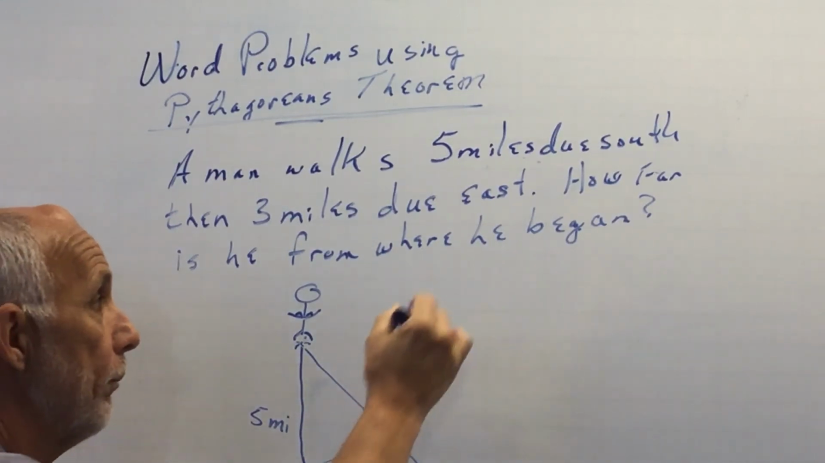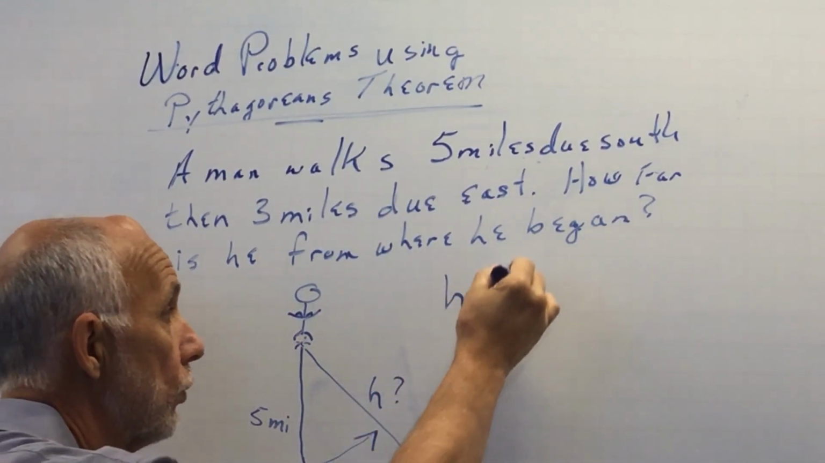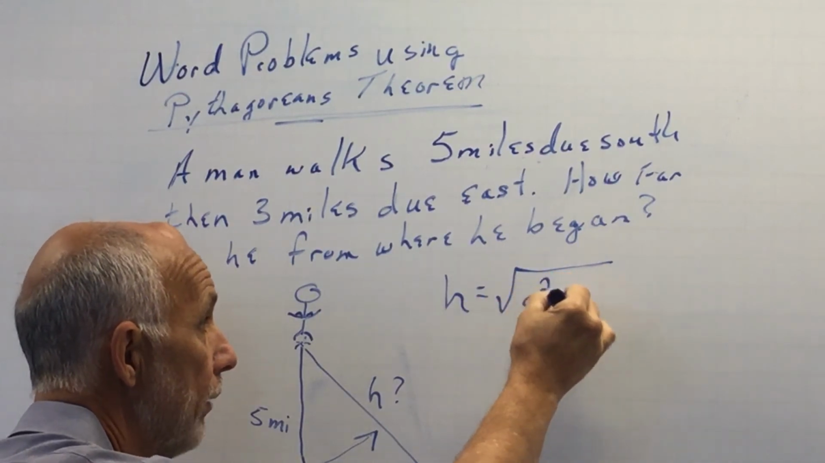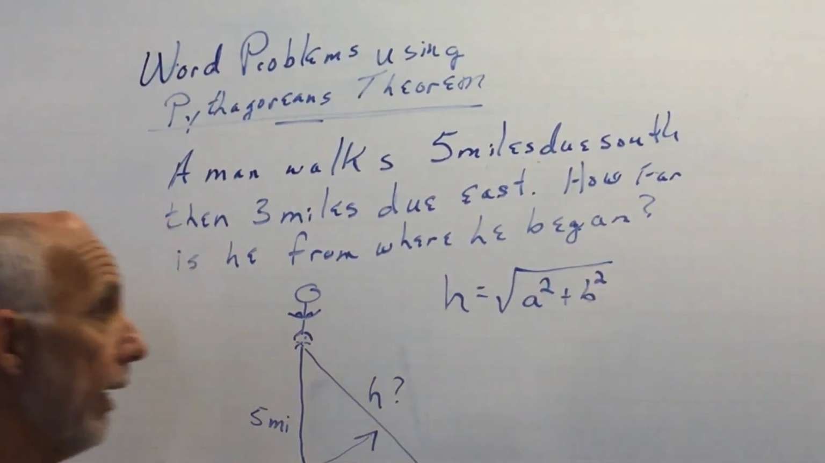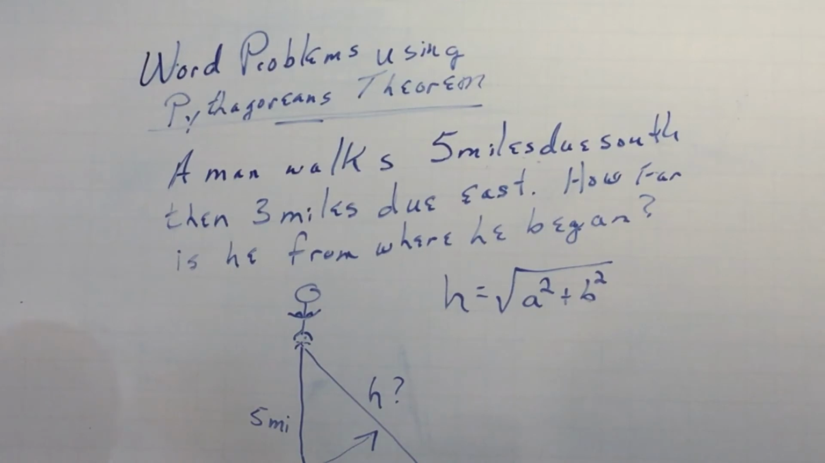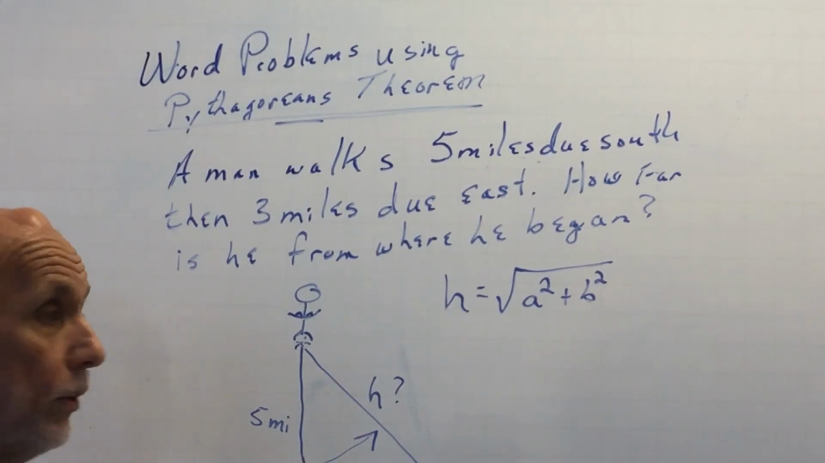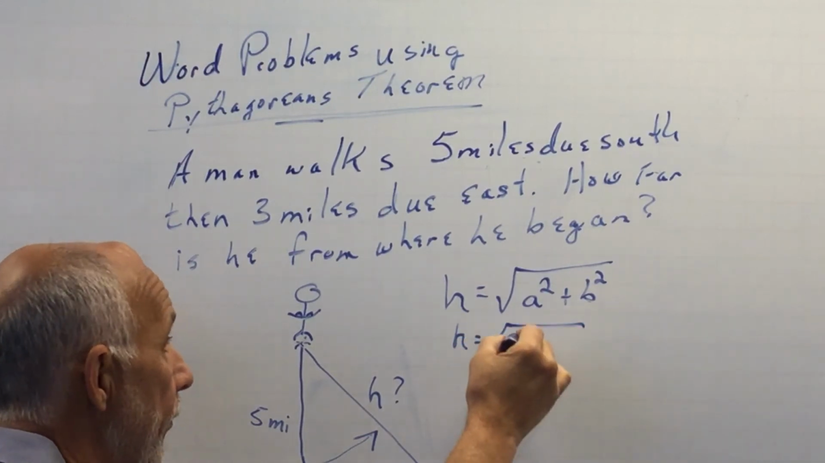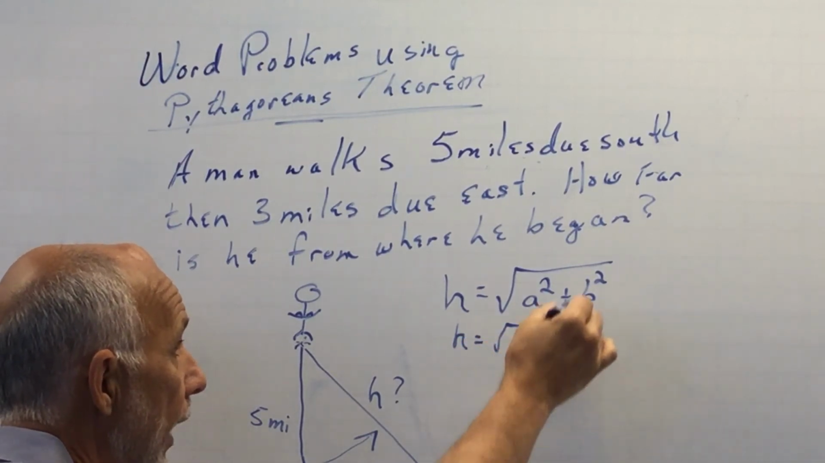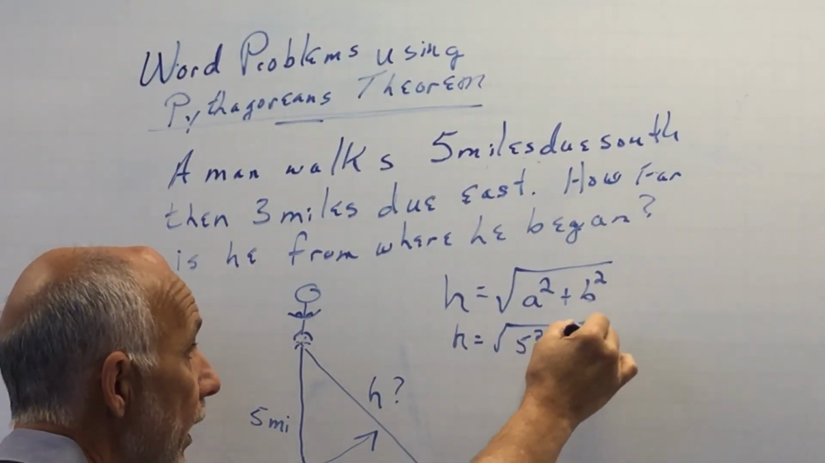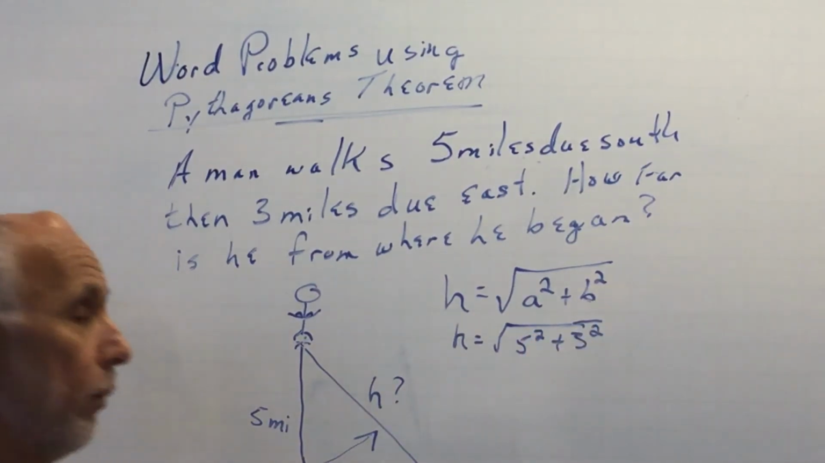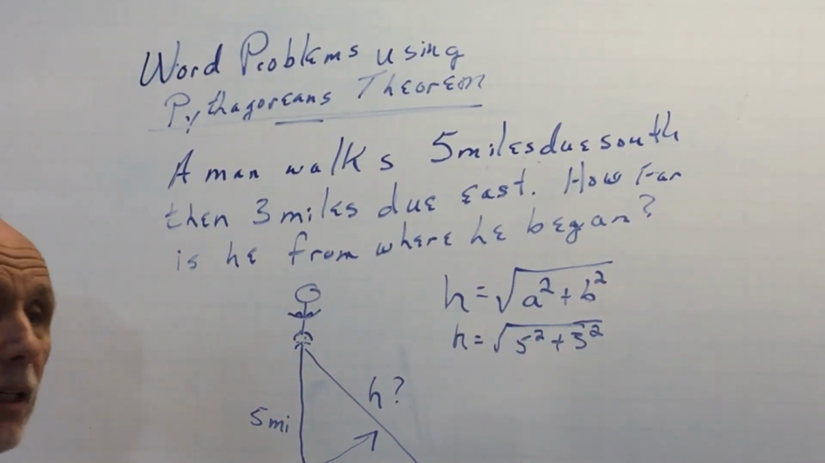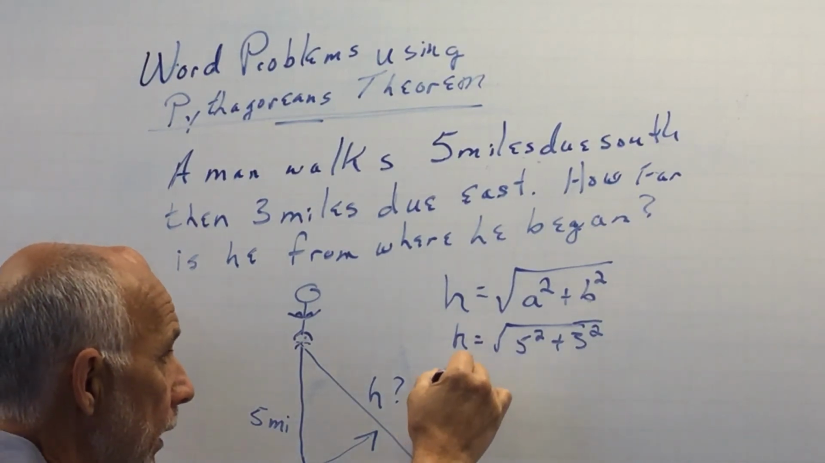So you use the formula. H is equal to the square root of a squared plus b squared. By the way, I hope you copied those formulas from the last video, and again, it would be very smart to learn them and to use them. Anyway, to find h, I replace a with 5 and square it. I replace b with 3 and square it. And again, it doesn't matter which one you call a and b, it's still going to be the same thing.